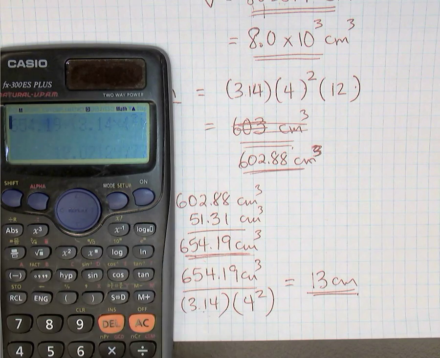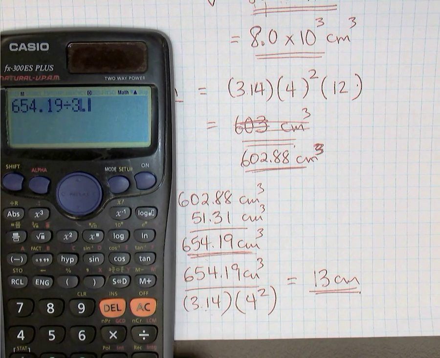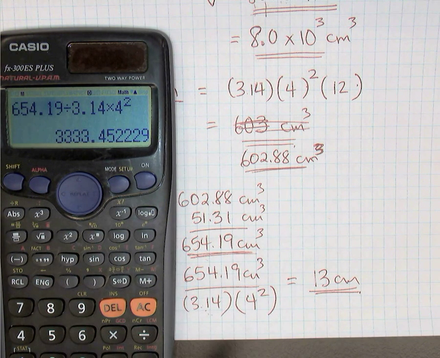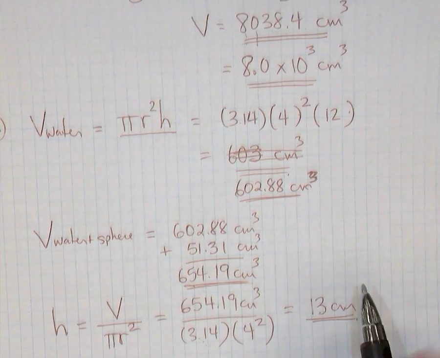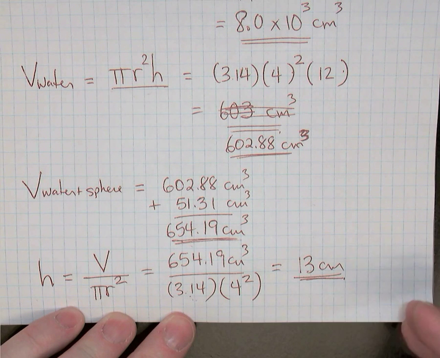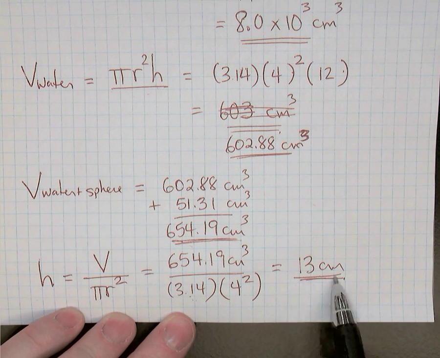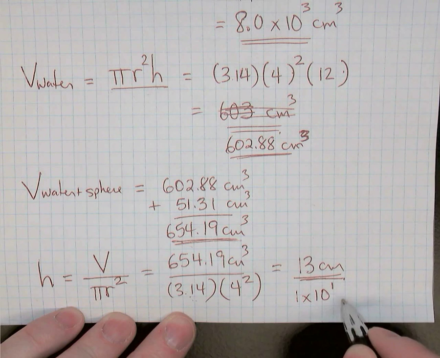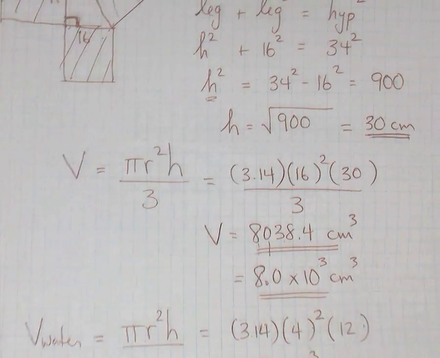Okay? Notice if you typed it in like this, 654.19 divided by pi times 4 squared, you're going to get the wrong answer at this point. Because the calculator is doing order of operations and you didn't. Alright. Now technically this answer should have only one significant digit. On tests and assignments, if you're within one digit of what it should have, you're fine. So it should have had one digit because of this 4. I'm going to just leave it as 13 centimeters. If you want to put it the exact correct number of digits, you'd say 1 times 10 to the 1 centimeters, which essentially is 10 centimeters. Okay? There we go.